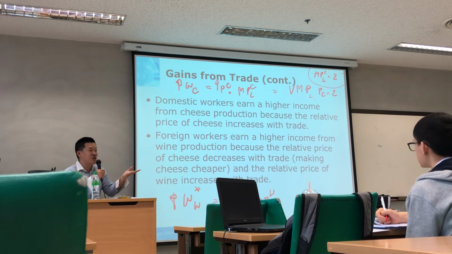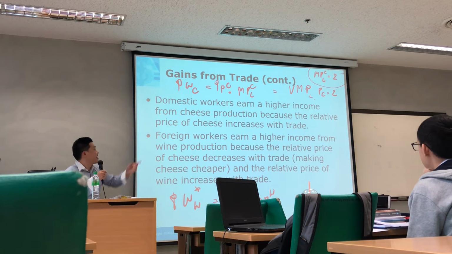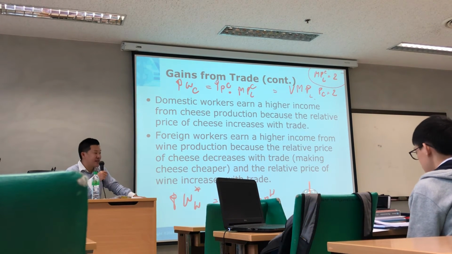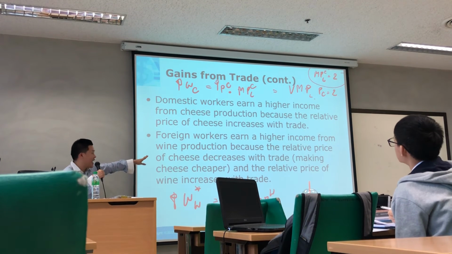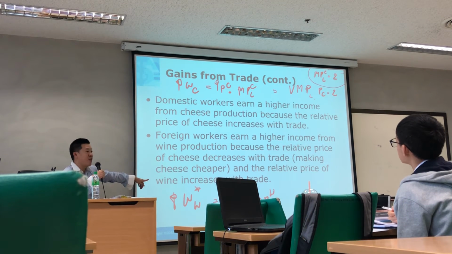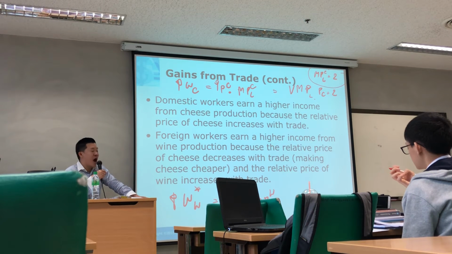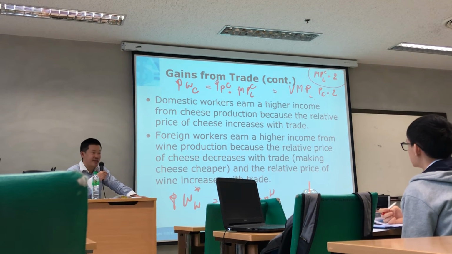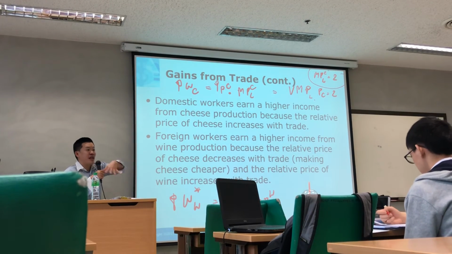So after opening to trade, the price of cheese increases, right? The price of cheese increases, then wage increases. The domestic worker earns higher income. The foreign worker also earns higher income because now the price of wine in foreign increases, so the wage in the wine industry in foreign increases.